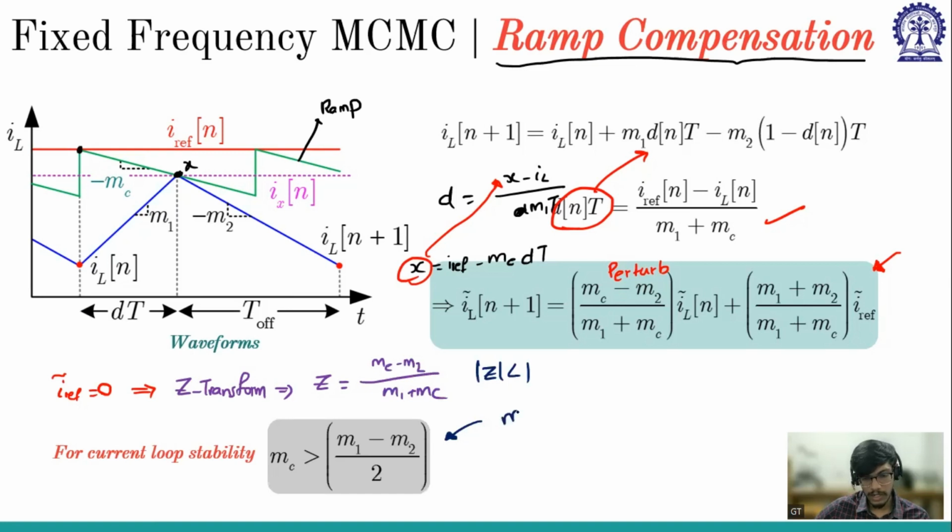So MC. Sir, why are you keeping I reference perturb equal to 0? So we are keeping constant reference and checking. So this is like a 0 input. So we are not giving any input. So we are giving 0 input and checking the stability. So I reference perturb is 0, disturbance in the input is 0, yes. So I reference perturb means I reference is constant, but disturbance is 0.